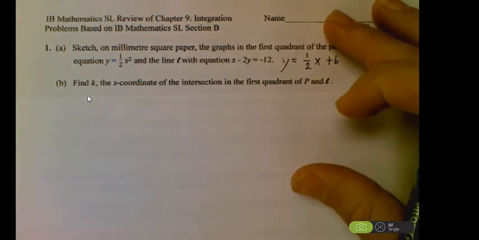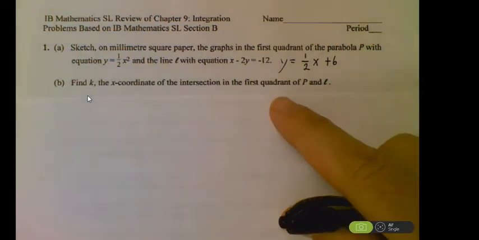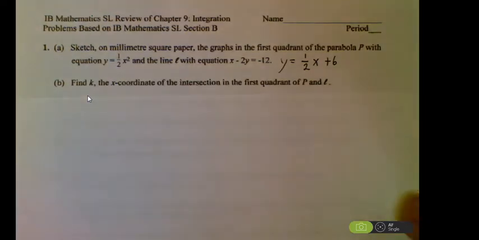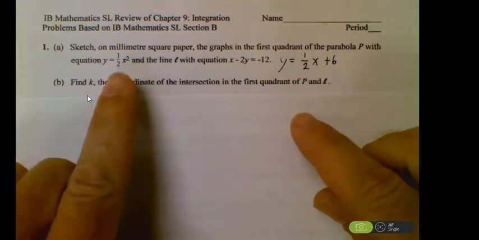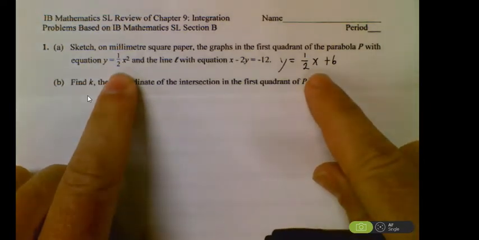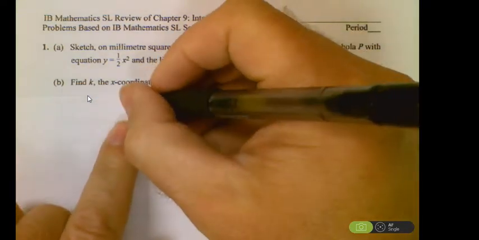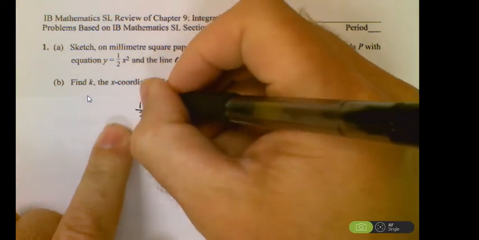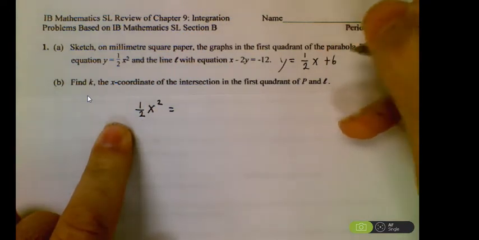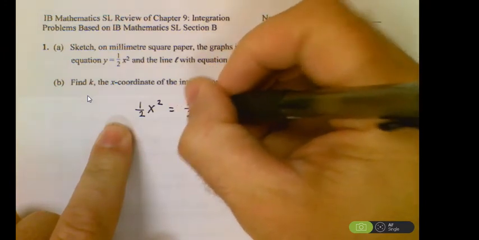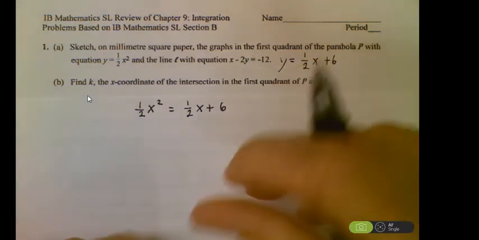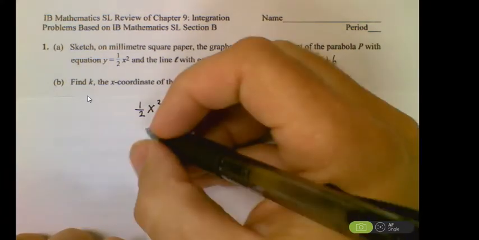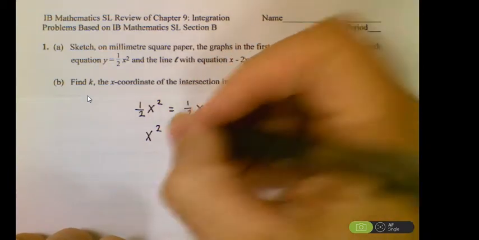Going on to part B, find K, which is the x-coordinate of the intersection in the first quadrant of those two graphs. Again, there are 2 ways you could do this. If you wanted to do it by hand, you're looking for a point of intersection. So if you set this equation equal to this equation, you could solve that by hand. So I have my 1/2 x squared equaling my 1/2 x plus 6. I'm just looking for that point of intersection, so I could solve that. Maybe start by multiplying everything by 2, so I don't have to deal with the fractions.